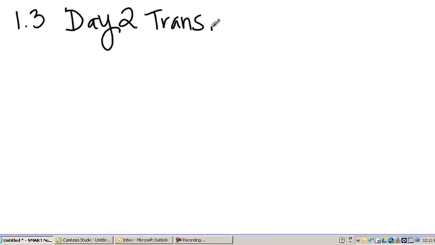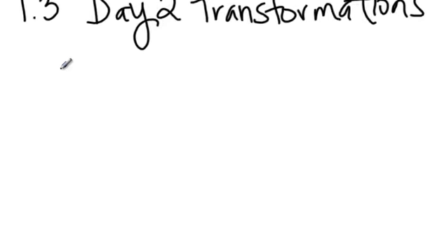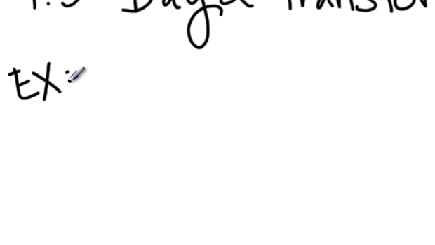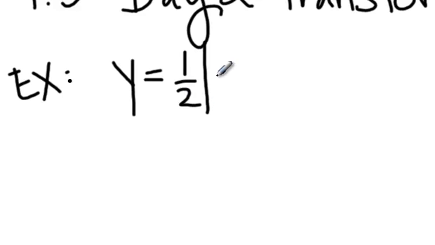So today we are talking about day 2 of transformations. So go ahead and label your notes. Alright, we're going to pick up where we left off. So I am going to give an example and we are going to graph the transformation together. So we've got y equals 1/2 of the absolute value of x minus 1 minus 4.